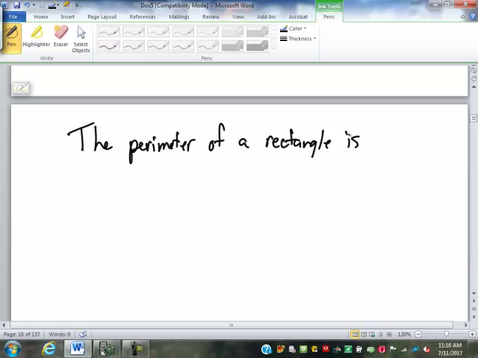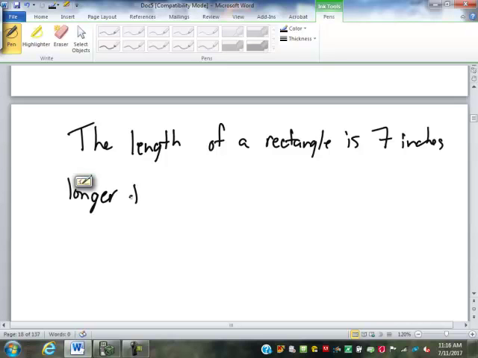The length of a rectangle is 7 inches longer than the width. The perimeter is 34. Find the length and width.